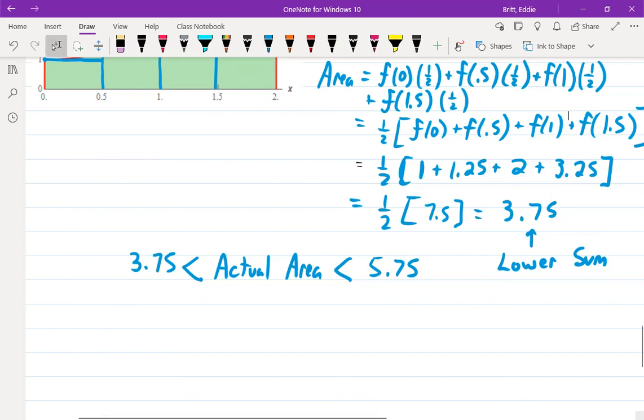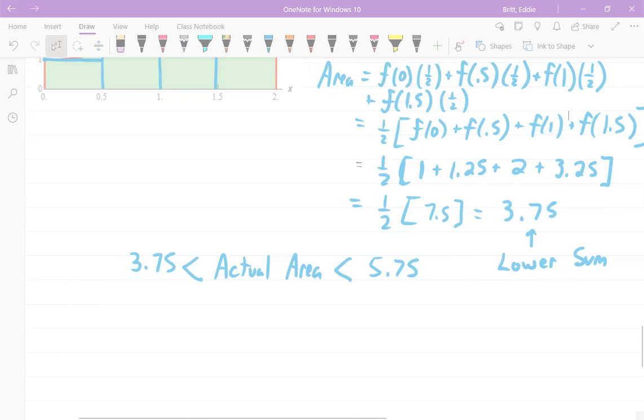Now, again, it's more work, but the more rectangles we use, and we do have to use an even number, you wouldn't have to, I guess, but it would be easier to always use an even number since we're going from 0 to 2. For example, and you don't have to copy this down, this is what it would look like if we let n equals 8.